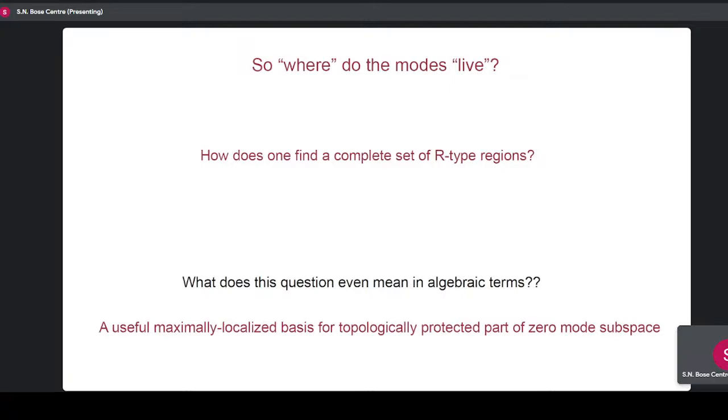You have to be a little bit careful here, because once you have a bunch of zero modes all at exactly the same energy, there's no particular meaning to say where the modes live. Any linear combination of modes is also a zero mode. So you could have a wave function that lives here, a wave function that lives there, you take a linear combination, that's also right. So what we are really asking in linear algebra language is, does this idea we had allow us to get a useful, maximally localized basis for the topologically protected part of the zero mode? That's really what we're asking.